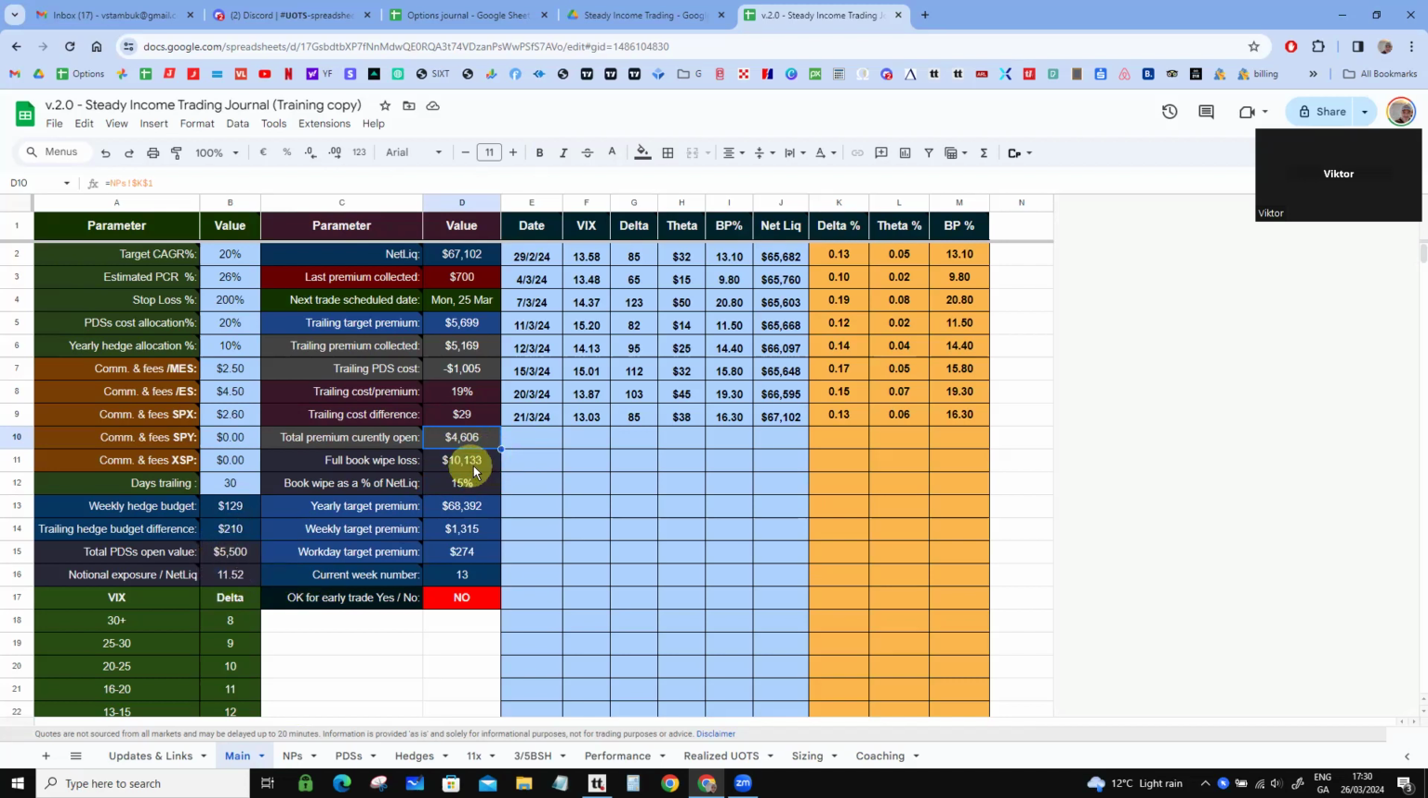So let me just quickly show here. We're looking at $10,000 at a full book wipe, and then we show what kind of percentage that is against our net liq. So right now we have 15% of our net liq at risk, assuming clean full book loss. By clean, I mean 200% and not much over.